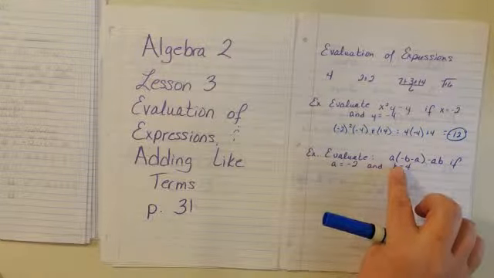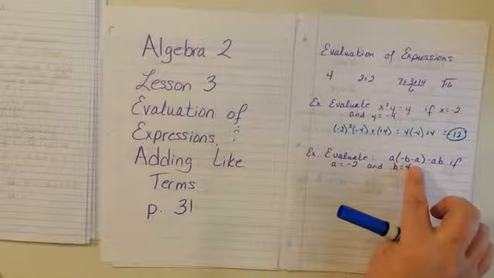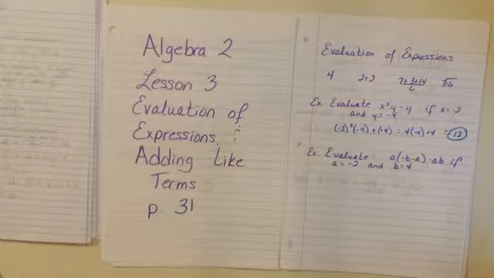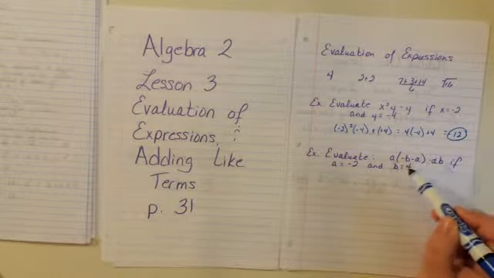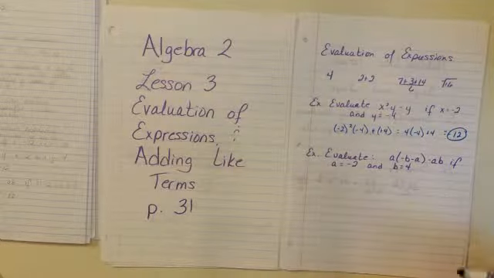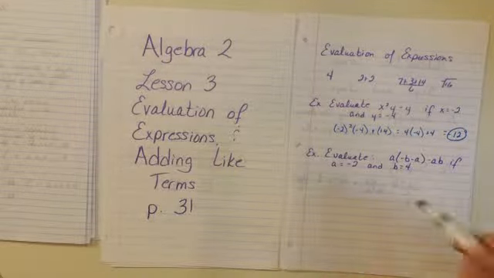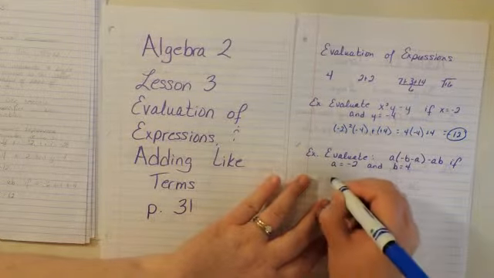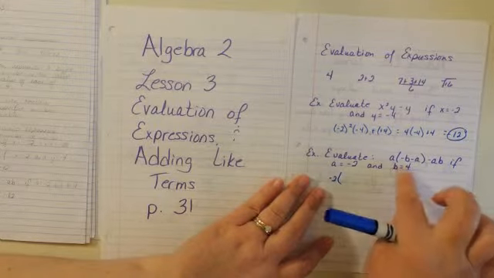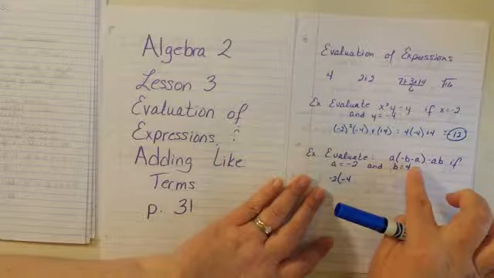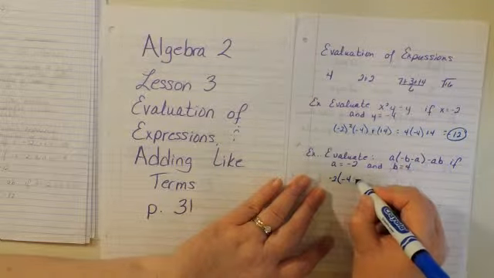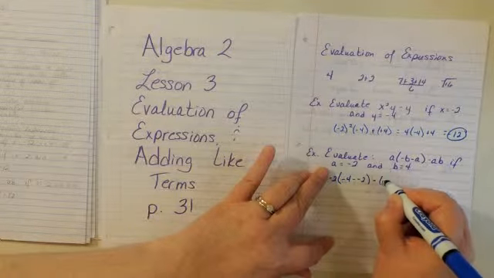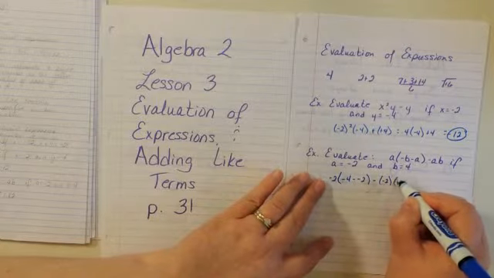Evaluate A times the quantity negative B minus A, minus AB, if A equals negative 2 and B equals 4. We could distribute this now and have this nice and simplified, or we can just substitute things and then worry about simplification. Since we're actually substituting both variables, we might as well go ahead and substitute first. So we have negative 2 times negative B, which is negative 4, minus A, which is negative 2, so minus negative 2, minus A, which is negative 2, times B, which is 4.